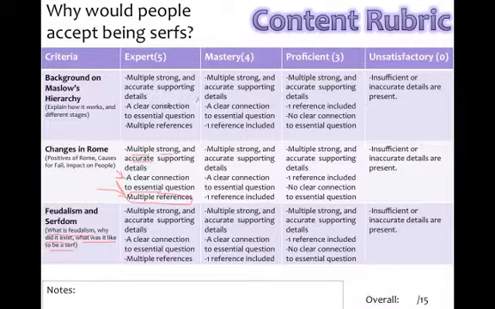And the other thing is going to be that clear connection. So the idea that you are focusing back on this: why would people accept being a serf, for an individual person? Make sure you do make that connection.